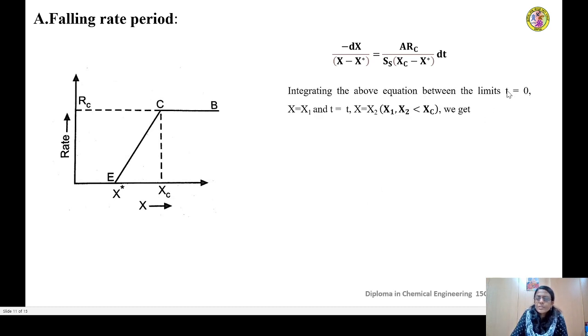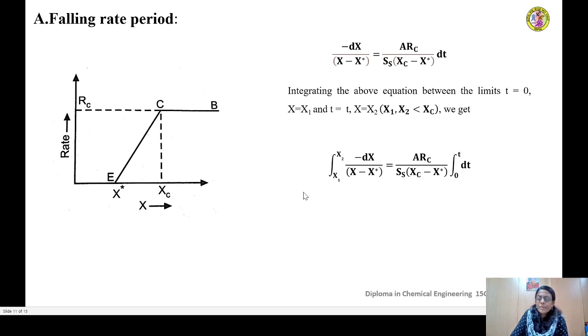As usual, t varies from 0 to t, and the moisture content x varies from x1 to x2, where x1 and x2 are less than the critical moisture content, since we are considering the falling rate period.